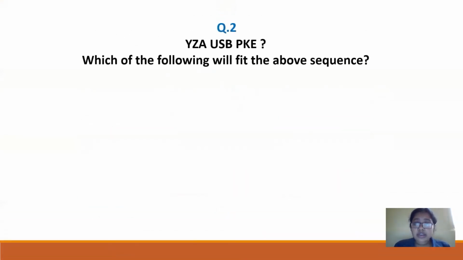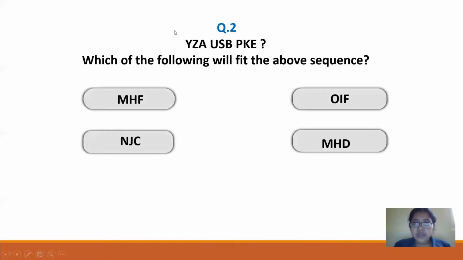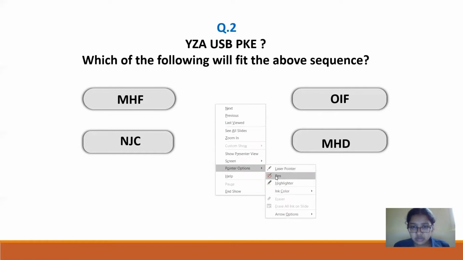Moving to the next question. This question is a type of alphabetical series only. So, see the question. YZA, USB, PKE. Which of the following will fit the above sequence? Means we have to find the sequence which will fit this pattern. So let's see what's the logic behind this question.